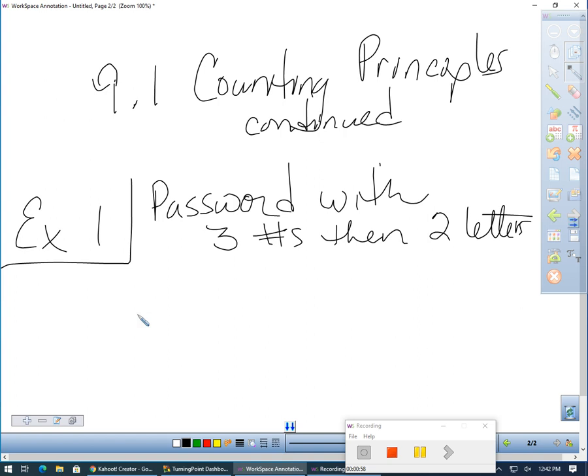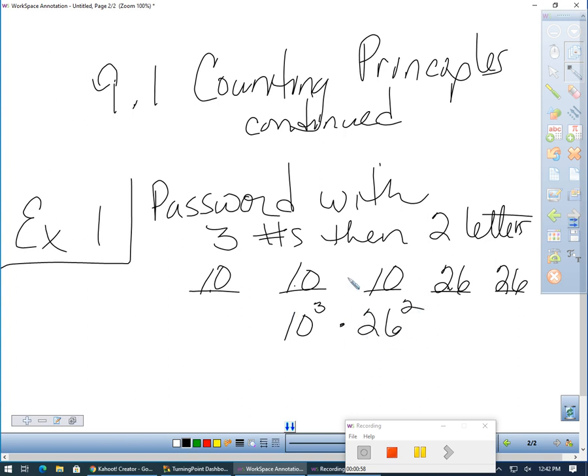So if you think about it, remember, we have 5 places in our password. The first 3 are each numbers, and the last 2 are letters. Agreed? If the first one is a number, how many options do we have? 10. If the second one's a number, we have 10. Third one's a number, we have 10. But then the fourth one is a letter. How many options are there? 26. And for the last one, it would be 26. So you can either put this as 10 to the third times 26 squared, or you can multiply them all out. This is a lot of options.